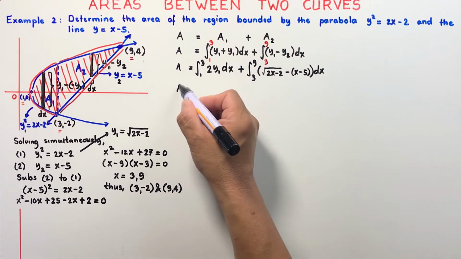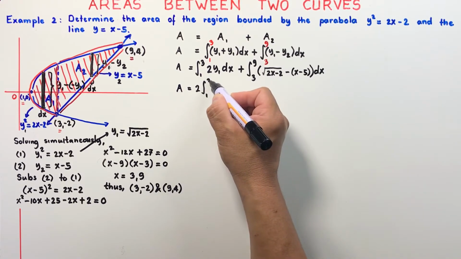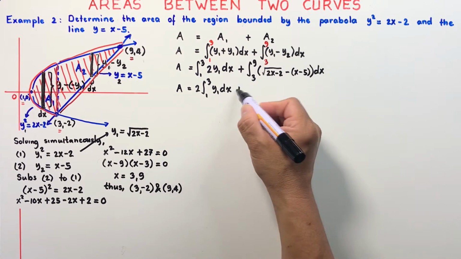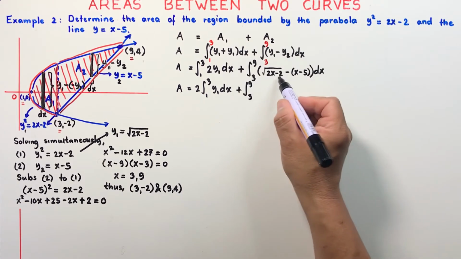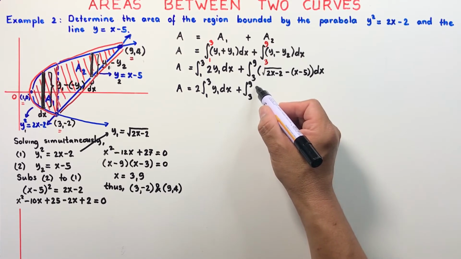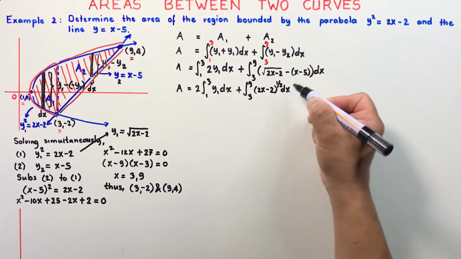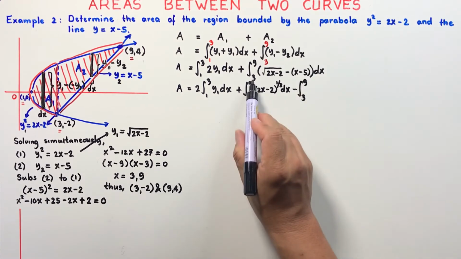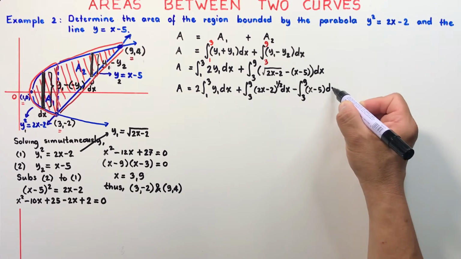So factoring this constant of 2 outside the integral symbol, we have 2 times the integral from 1 to 3 of our y sub 1 dx. And also, this is added to the integral from 3 to 9 of this one. Let us separate these expressions here. Say this is (2x minus 2) to the power 1/2 dx. And because this is a minus, we have minus the integral from 3 to 9. We will be using the same limits of integration for x minus 5 dx here.